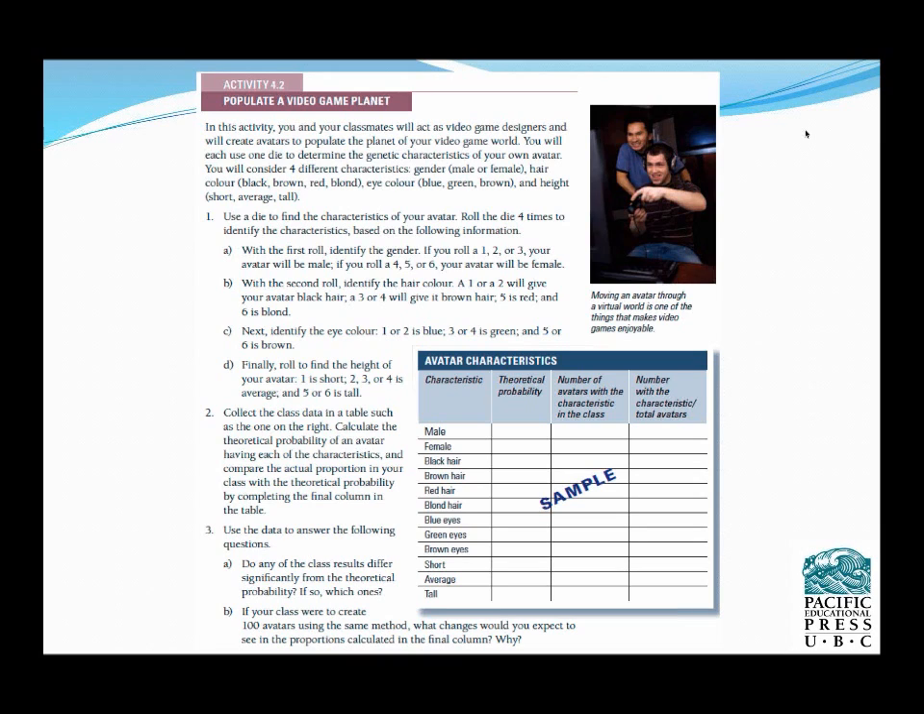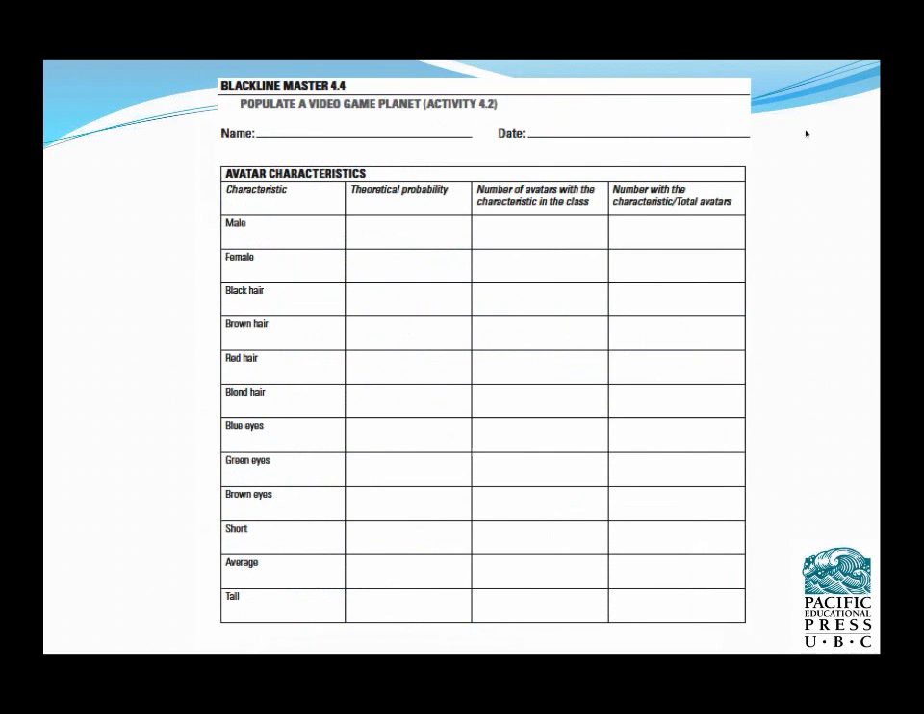Then they would share that data with the class, and there is a sample chart there, but again, turn to your teacher resource and you've got a blackline master of the exact same chart. So that students can, in that middle data column there, tally up how many students in the class had avatars that were male or female, etc. And that, along with the number of total students in the class, will provide your experimental probability data.